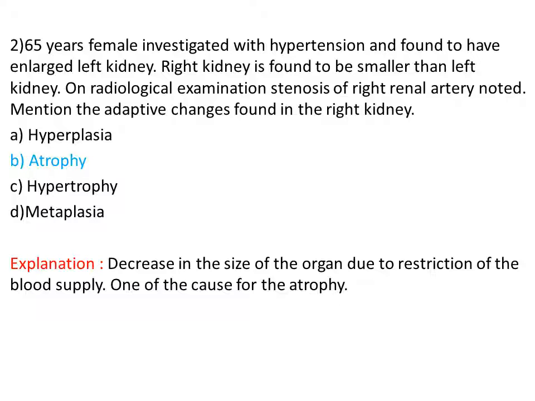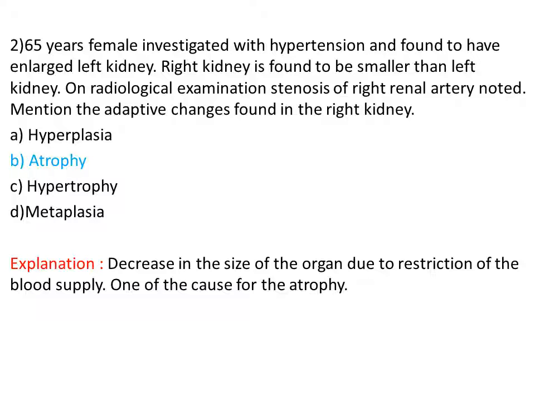Okay, so the next question is a 65-year-old female investigated with hypertension and found to have an enlargement of the left kidney. The right kidney is found to be smaller than the left kidney. On radiological examination, stenosis of the right renal artery is noted. So there is a clue that is given. There is right renal artery stenosis, and the right kidney is smaller than the left kidney.